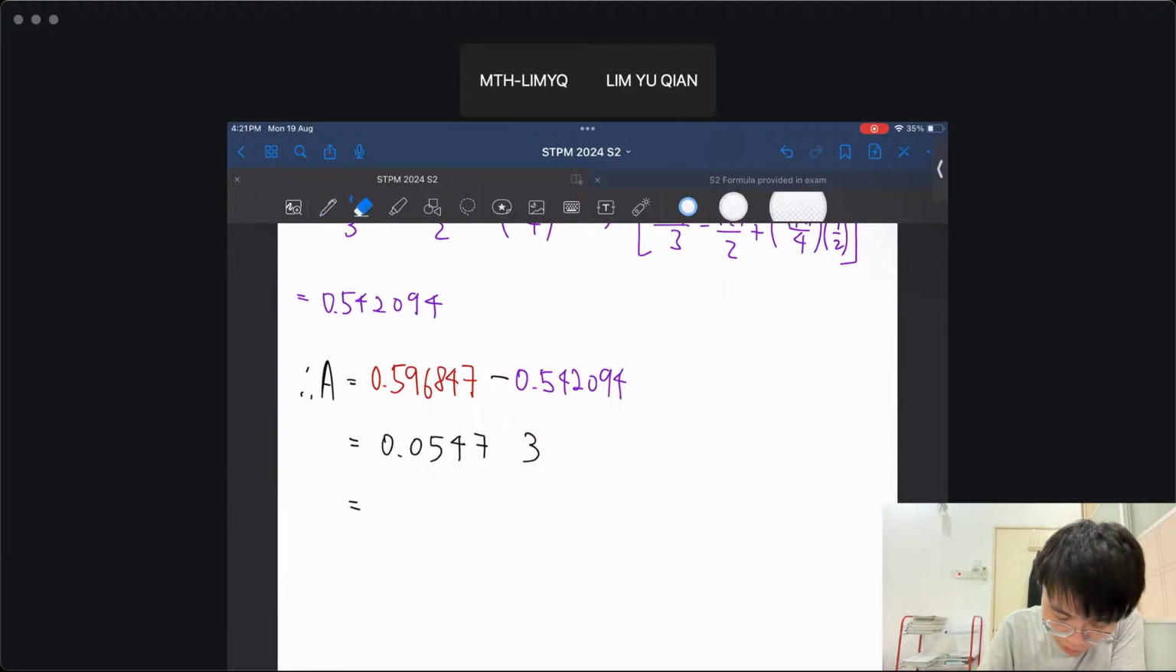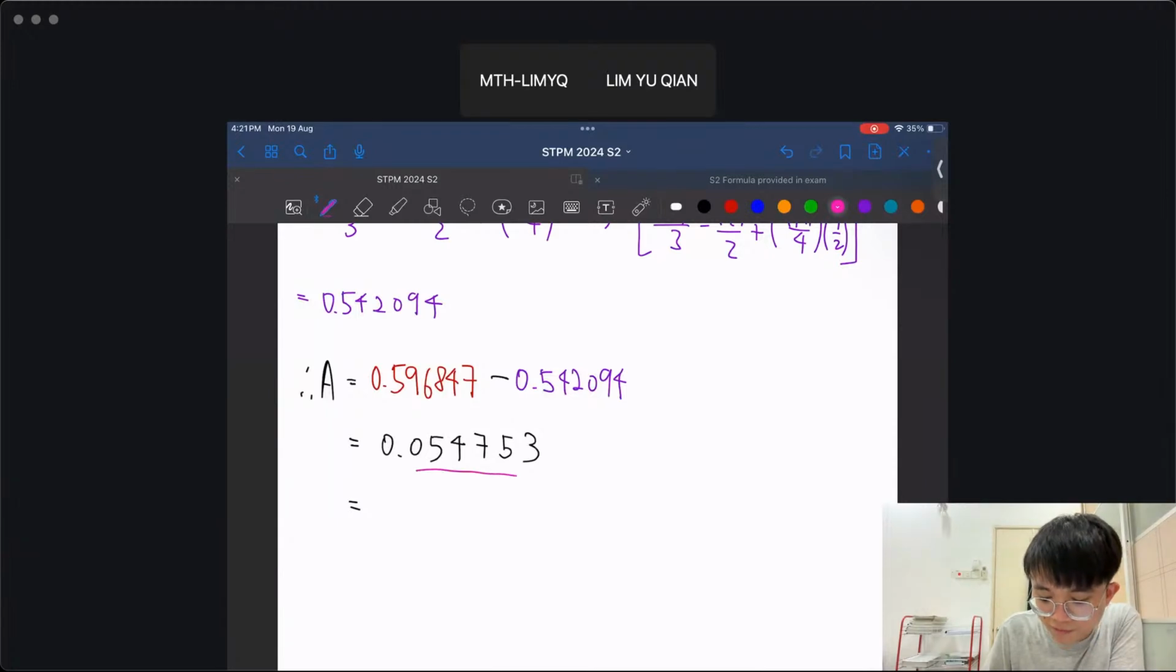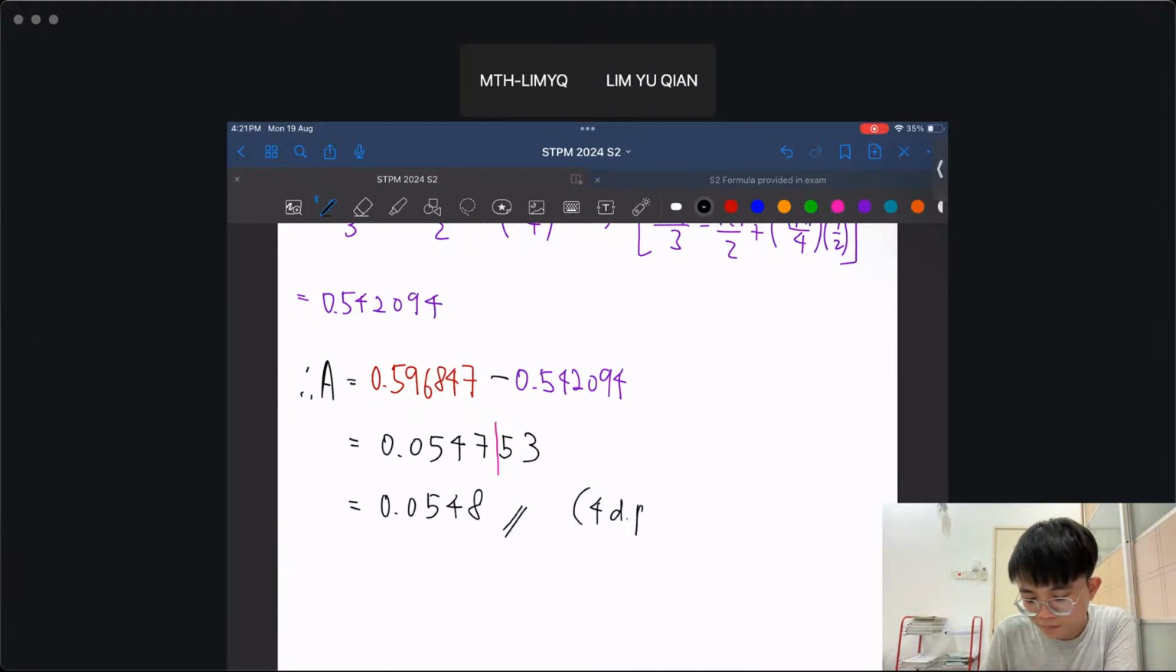And this one rounds off because of the 5 and 3. That's why I asked you to give more first. You see, give 6 dp, don't have any issue, and even better. So if you want to round off to 4 dp, the 5 with plus 1, 0.0548, correct to 4 dp.